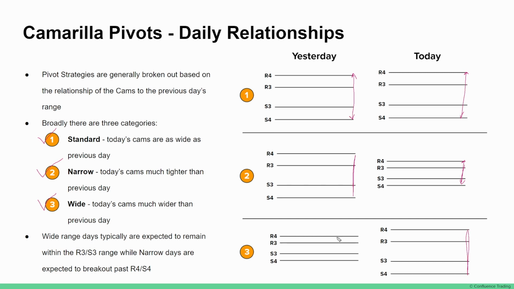Typically speaking, when you see a wide range day, you expect price action to remain within R4 and S4, or even within R3 and S3. When you see a narrow cam range, you would bias yourself a little bit more towards playing a breakout day past R4 or below S4. So let me show you a few examples of that real fast.